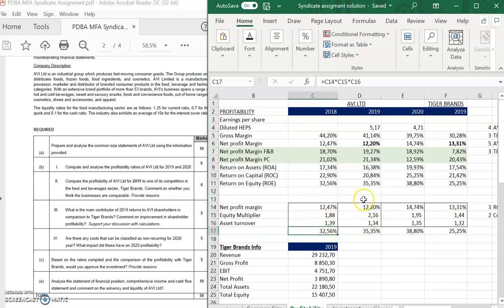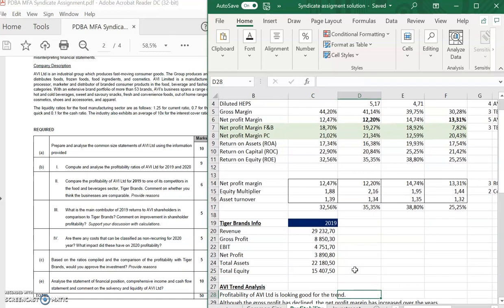And here you can notice that in 2019, AVI has a much higher return on equity than that of Tiger Brands. So much higher return on equity there. The return on assets are quite similar. AVI is slightly less. Return on capital, also AVI slightly less, but a huge big percentage difference in your return on equity balance. Then it says, are there any costs that can be classified as non-recurring? So the costs that here came through are non-recurring.